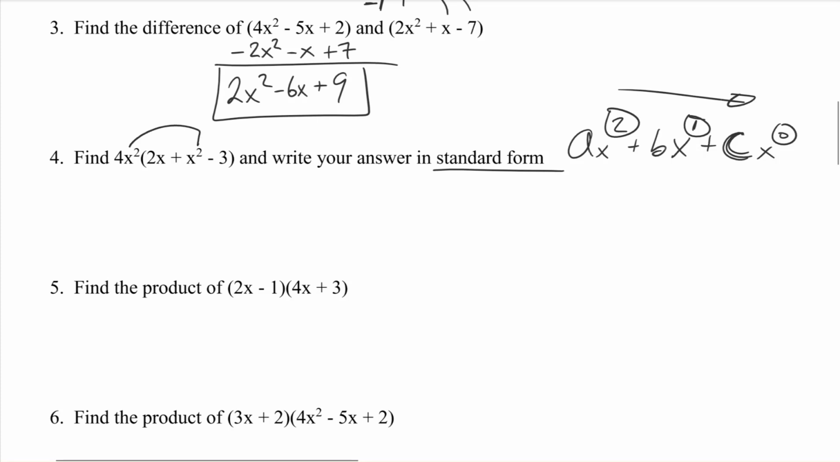So let's say 4x squared times x squared is going to make 4x to the 4th power. When we're multiplying, we add our exponents. Next we go to 2x, so 4x squared and 2x makes 8x cubed. And 4x squared times negative 3 makes negative 12x squared.